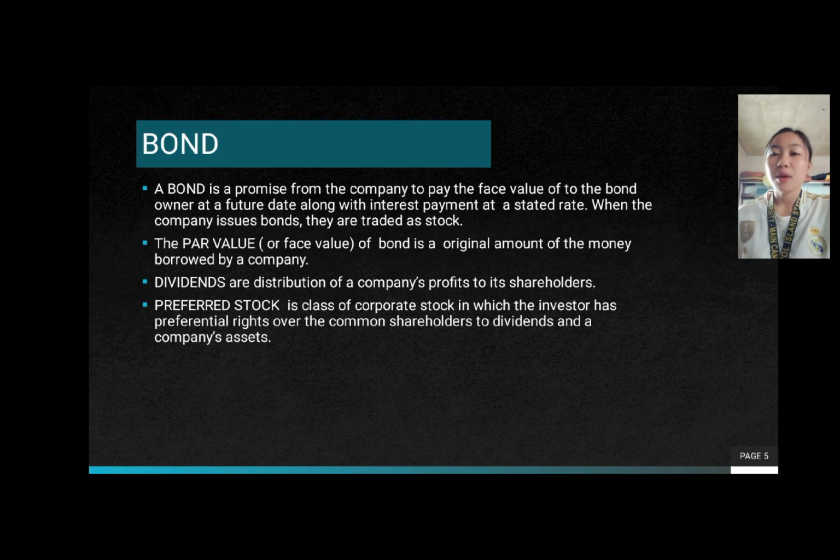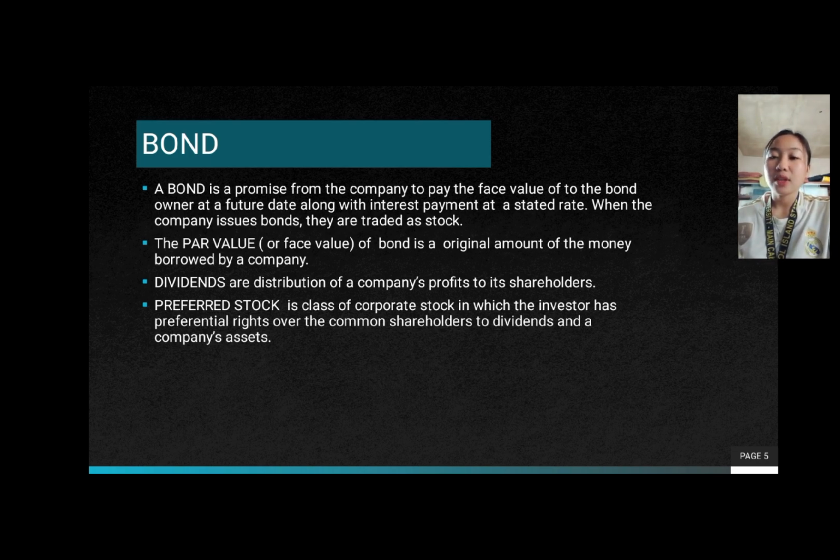A bond is a promise from the company to pay the face value to the bond owner at a future date along with interest payments at a stated rate. When the company issues bonds, they are traded like stocks. Next is the par value or face value. The par value of a bond is the original amount of money borrowed by a company. For example, if the company borrowed 15 million pesos from Mr. Manansala, that 15 million pesos is the par value.